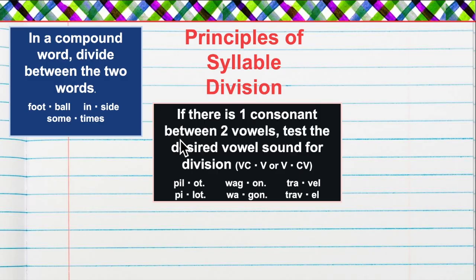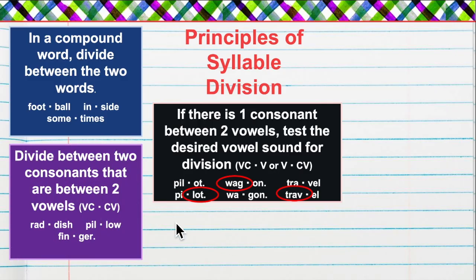And I always like to do this with the kids: put the word up there and we just divide it both ways and say, do we want pilot or do we want pilot? And they have a lot of fun going, I want a pilot. You're right. Do I want a wagon or a wagon? They have way fun doing that one.